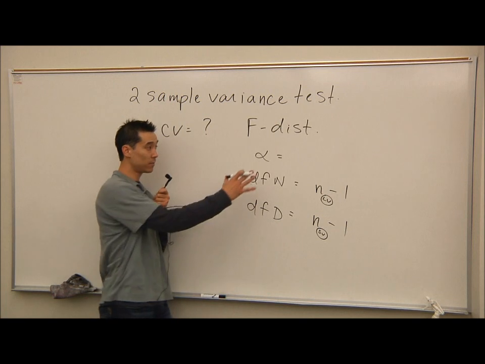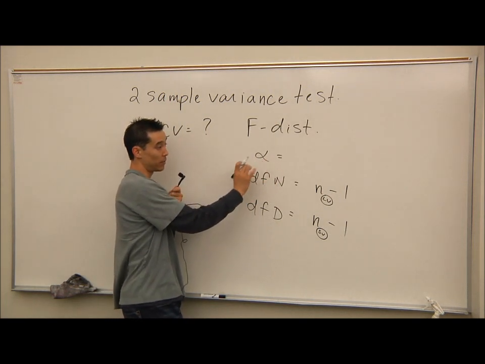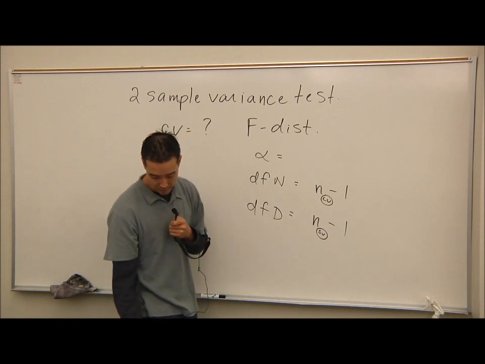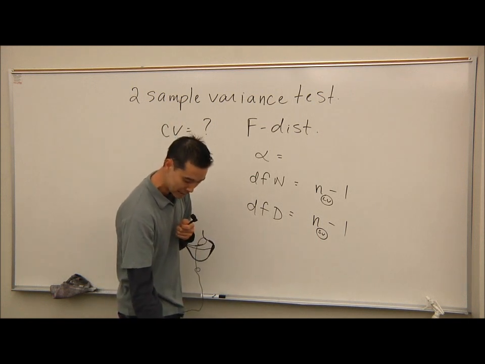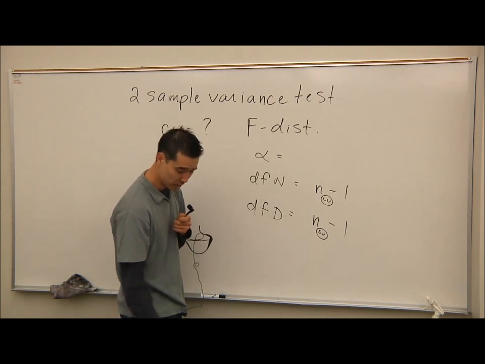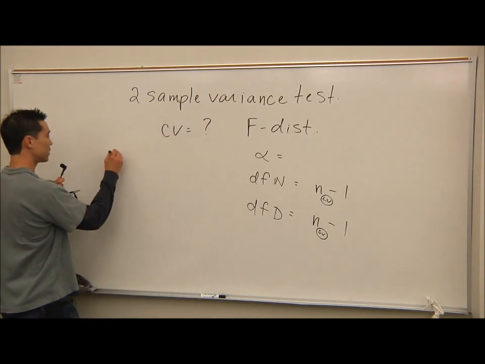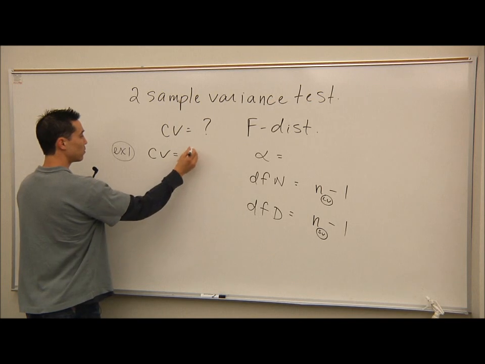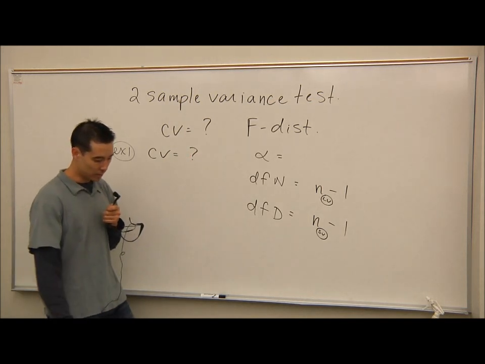And then, of course, alpha, if it's one-tailed, just use alpha. But if it's two-tailed, then you're going to use alpha over 2. Let's just do a couple of examples. So, first case, all I want to do is find the correct critical value. Okay, so example 1. I'm going to give you some stuff, and I just want to know what is the correct F critical value. Okay?